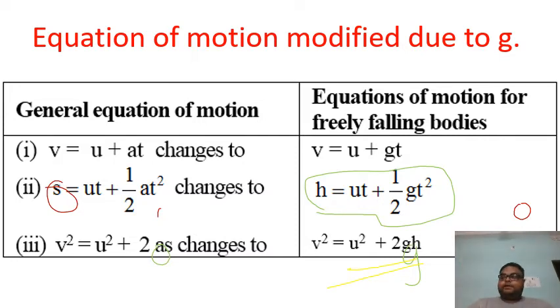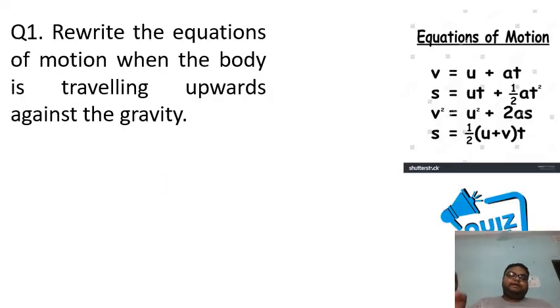Now let's suppose that I am throwing this body up. How will this equation of motion change in that case? Let's write the equations of motion when I am throwing this body upwards. For reference, I have put the equations of motion here. So let's try to write this equation.